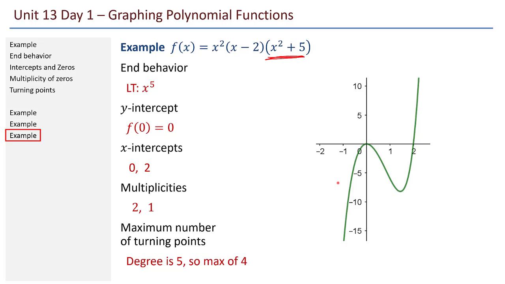Alright, so there you go. So when graphing polynomial functions, it's important to think about the end behavior, intercepts and zeros, multiplicities and turning points, and once you get all that, it helps give you a good idea for what the graph looks like. Okay, and we'll stop there.